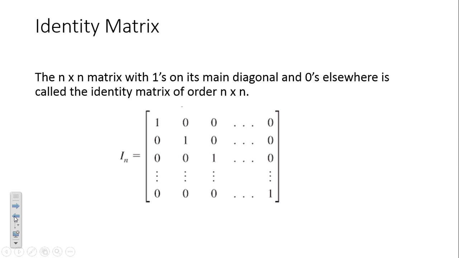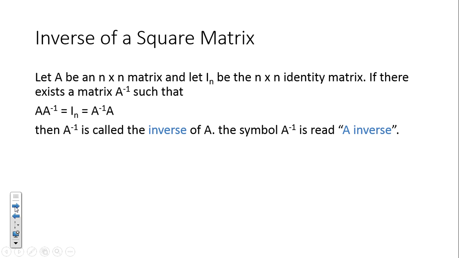Main diagonal always goes from top left to lower right. Good question. All right, so we're going to call that the identity matrix. We'll just label it a capital I. Okay. The inverse of a matrix.